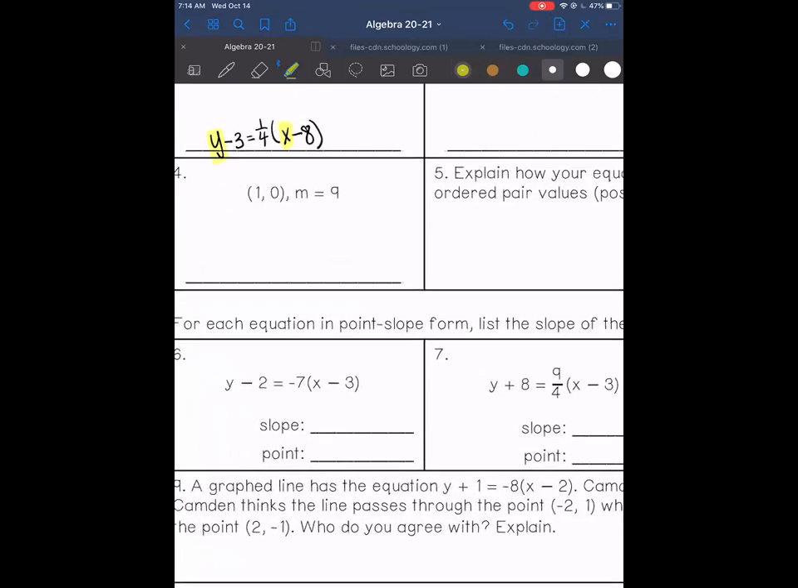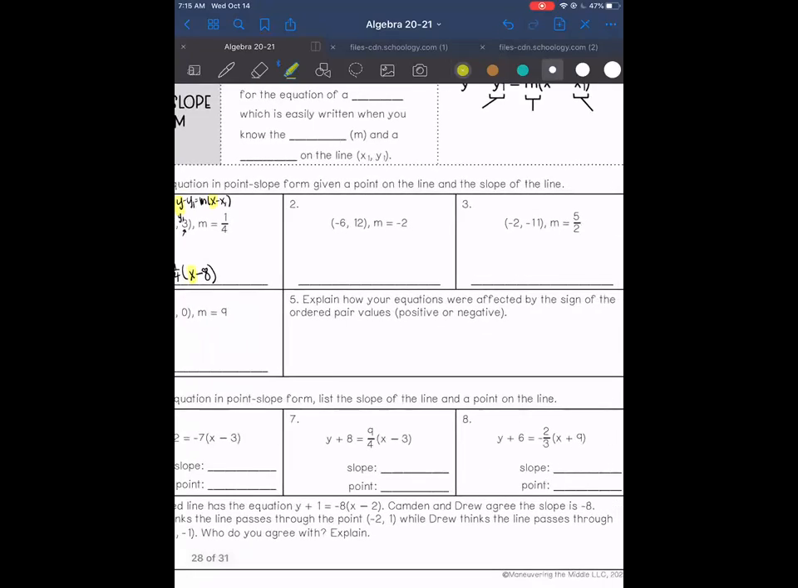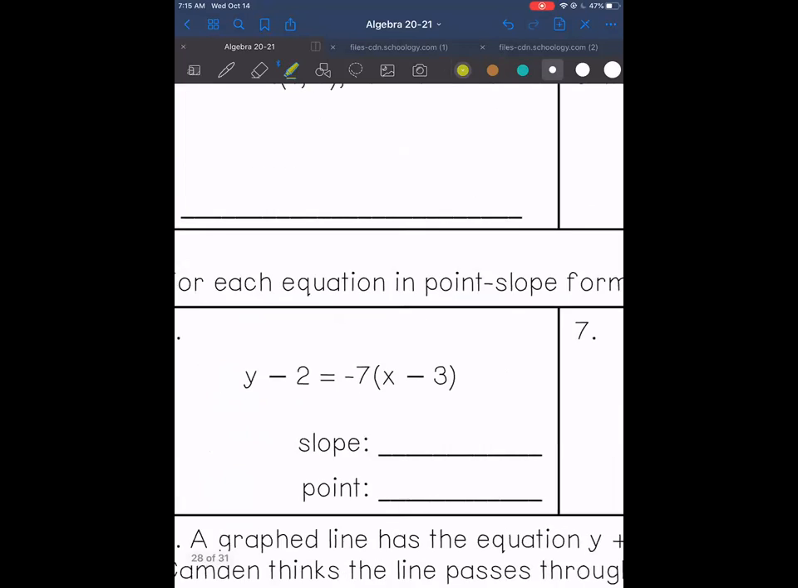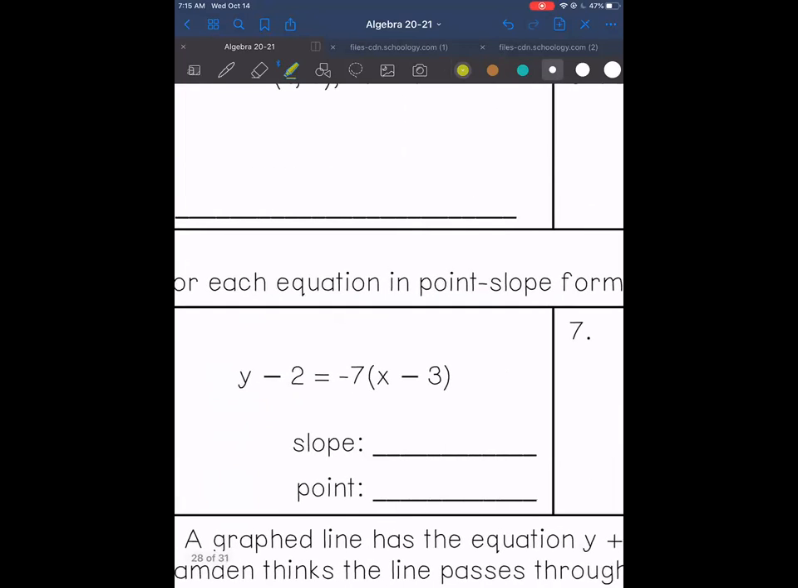Okay. For each equation in point slope form, list the slope of a line and a point on the line. So what we're doing here is we're going to figure out what the point was. So our equation is y minus y1 equals m times x minus x1. Our slope, represented by our m, is -7.